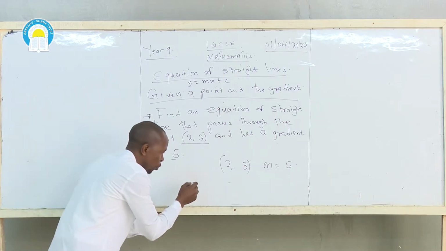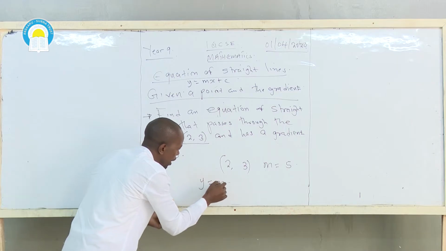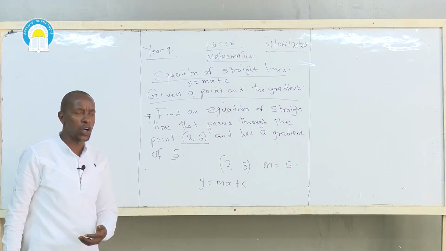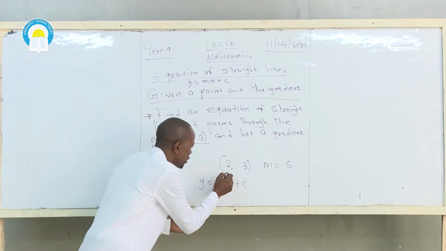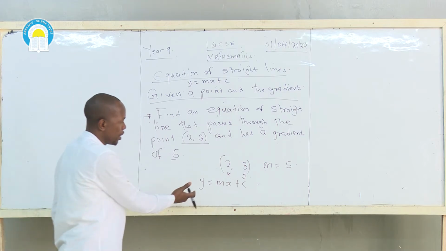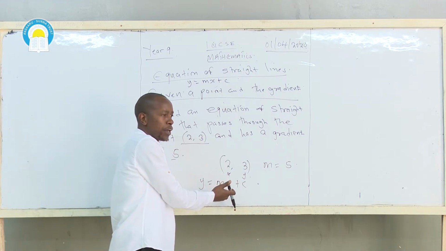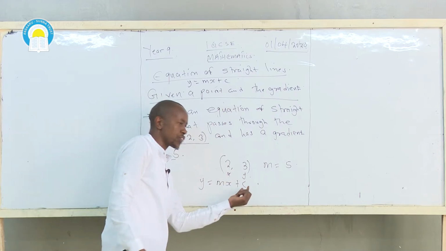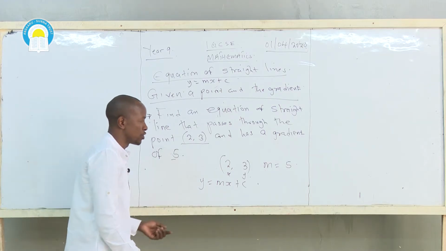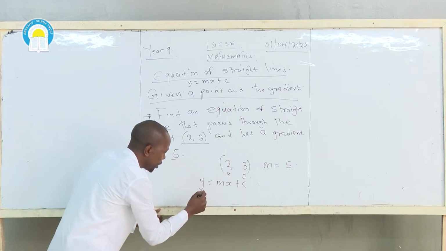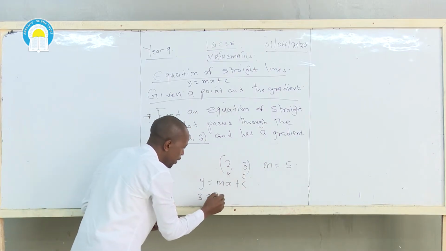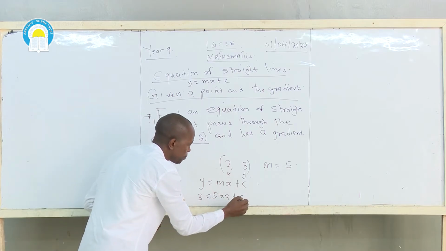We are finding the equation in the form of y is equals to mx plus c. Last time I told you that points are written in coordinate form, starting with the value of x, followed by the value of y. Now, we have y, we have m, we have x. So we find the constant c, which is the y-intercept. We substitute those values that we have. So we have 3, which is y. We have m, which is 5. We have x, which is 2, plus c.